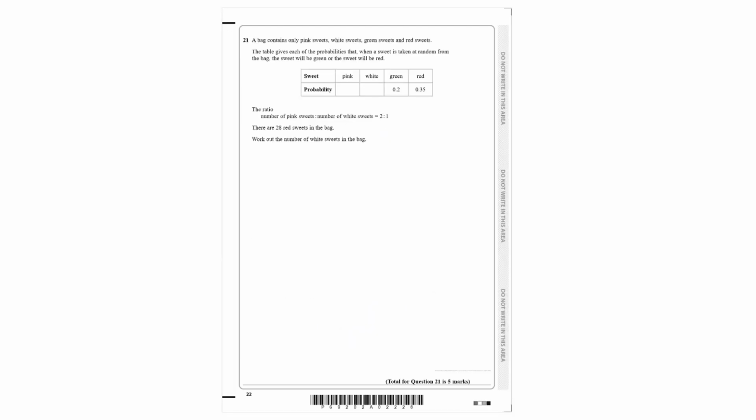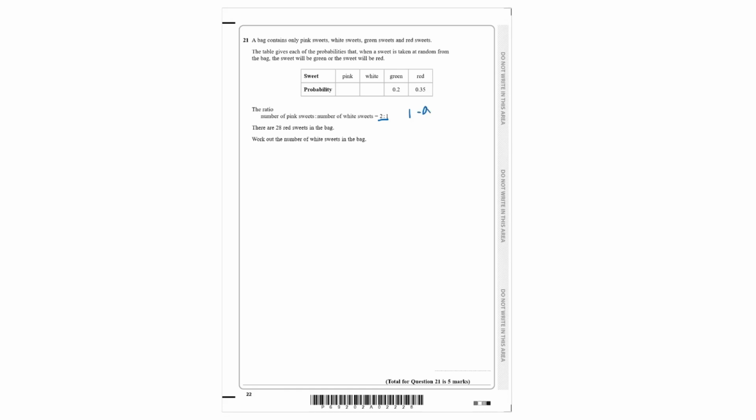Question 21. A bag contains only pink, white, green, and red sweets. The table gives each of the probabilities that when a sweet is taken at random from the bag, the sweet will be green or the sweet will be red. Pink and white are not given. The ratio of number of pink sweets to the number of white sweets is already given. So we can deduce this as 1 whole is 1. And if we're able to subtract the probability of green and red, we'll find the probability of pink and white.